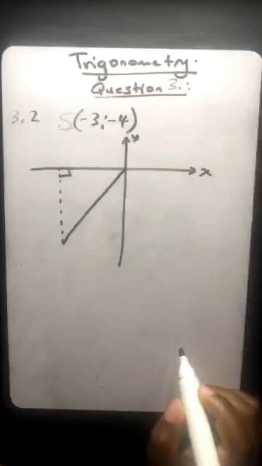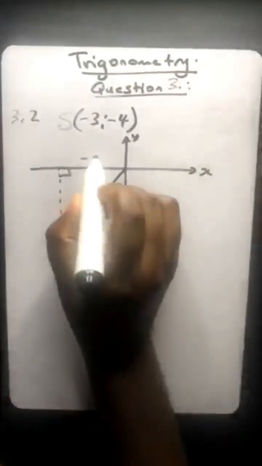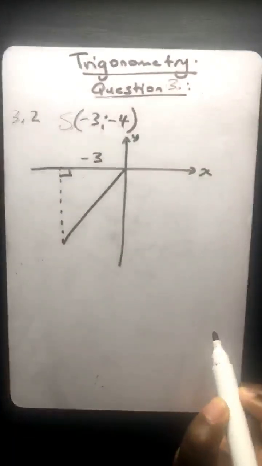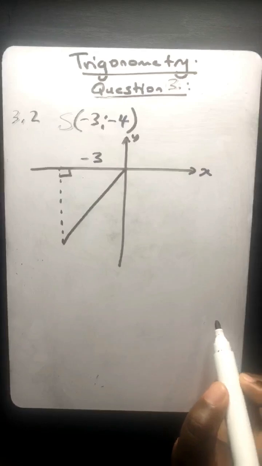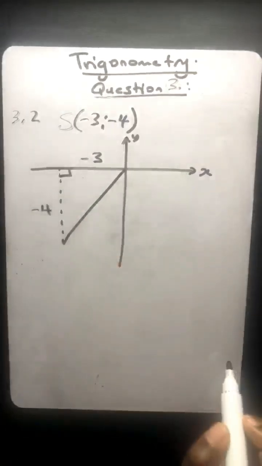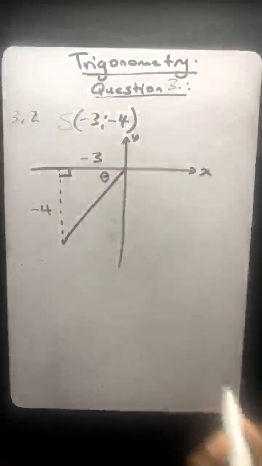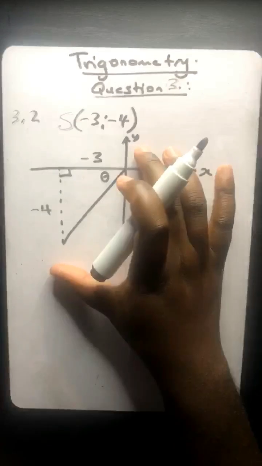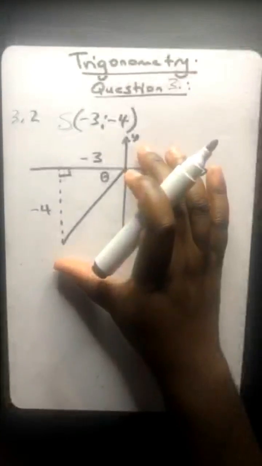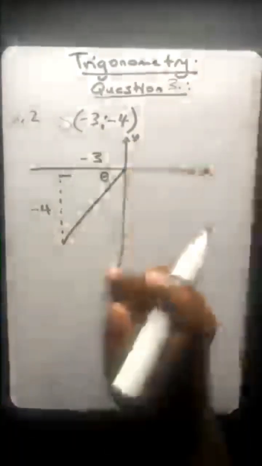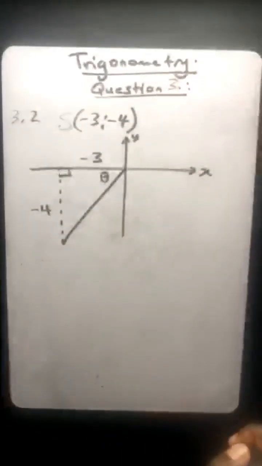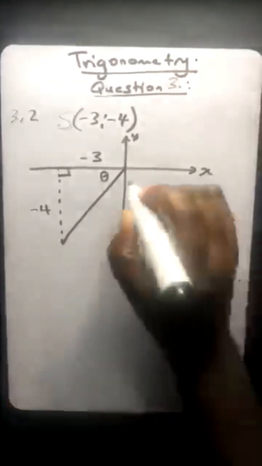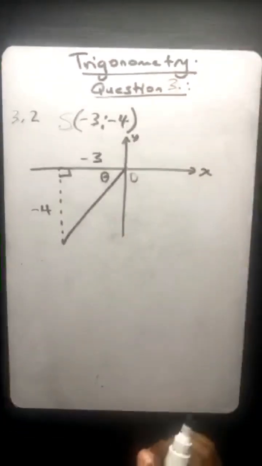X is negative 3, meaning this is the side which is negative 3. And Y is negative 4. I would write it in that way. Then I know this is the angle. Here comes a question: this right angled triangle, is it complete? No, it's not complete because we don't have all the sides. That is why I would always advise you, before you even start looking at the questions, to check if all the sides are complete.